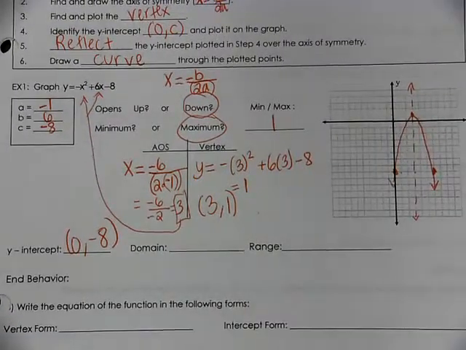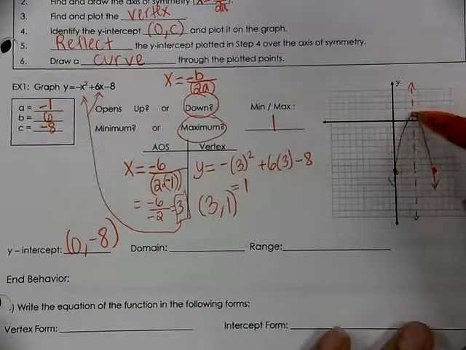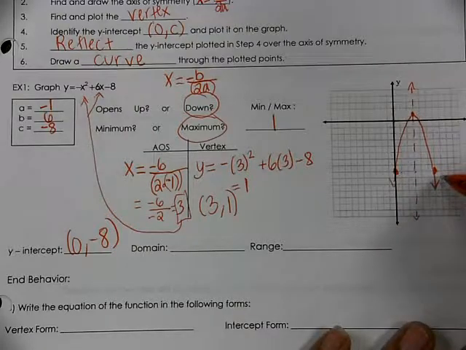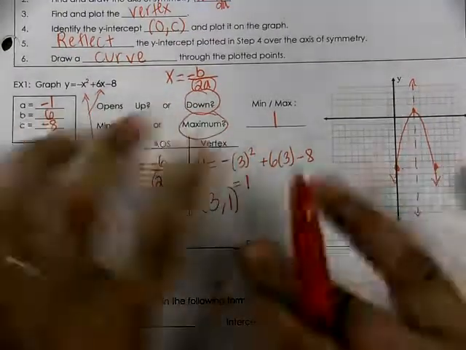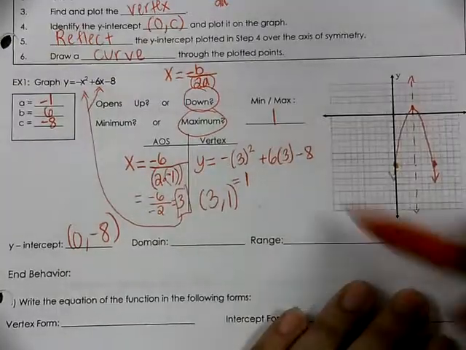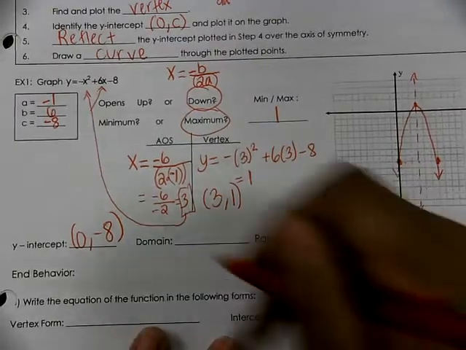So I know it's better to have 5 points on a parabola, but with standard form equations, you can just have 3: the vertex, the y-intercept, and then 1 reflected point. All right. So we're just going to answer some questions here about this graph now that we're done with it, but that's how we would walk through graphing a standard form equation, and we'll practice more on the next page.